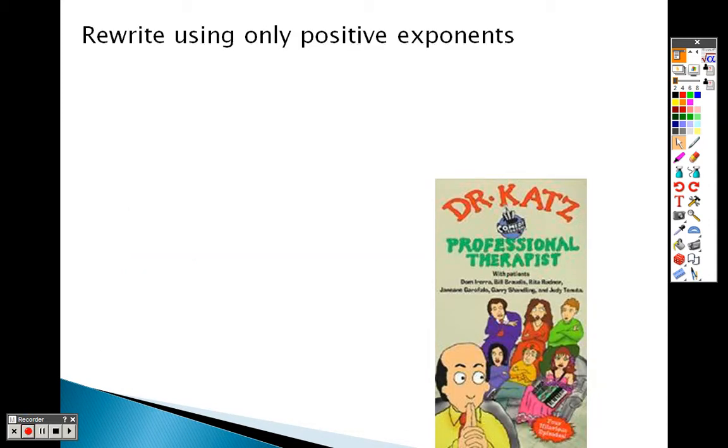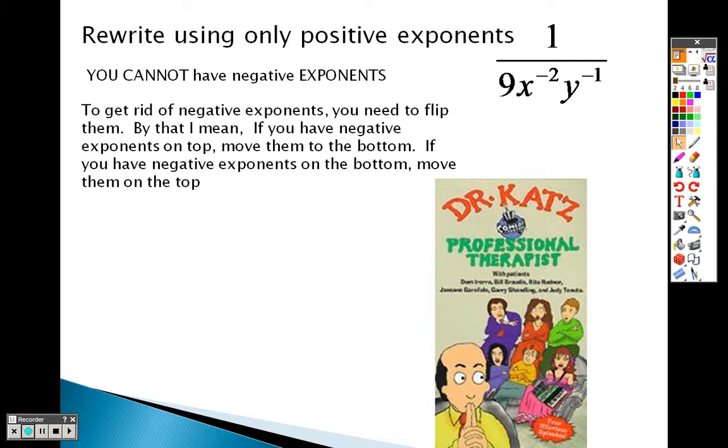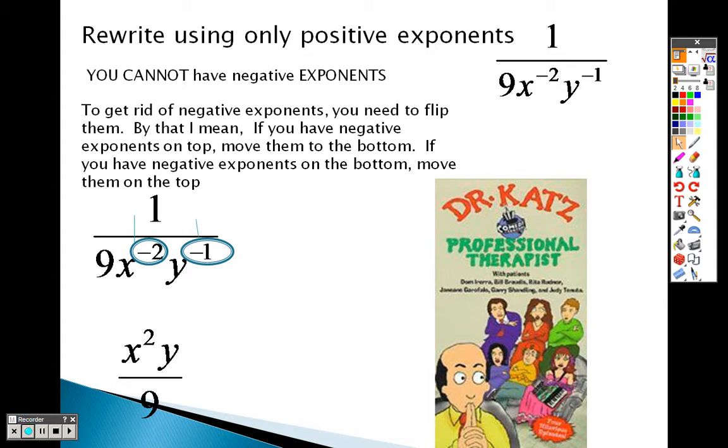So rewrite using only positive exponents. Now I have them on the bottom. I have negative exponents on the bottom, so I've got to move those to the top. So I have x to the negative 2 on the bottom. When it's on the bottom, as I said before, we've got to move that to the top. So that's a negative 2. Let's move it up top. So I get an x squared on top. That is a negative 1, so I get a y to the first power on top. So I end up with x squared y over 9.